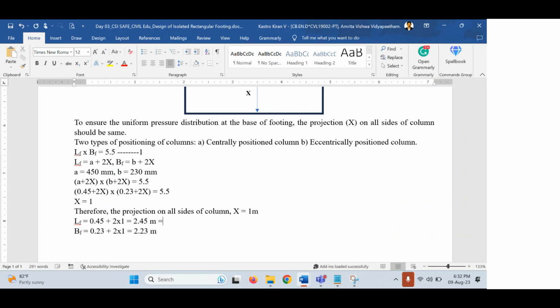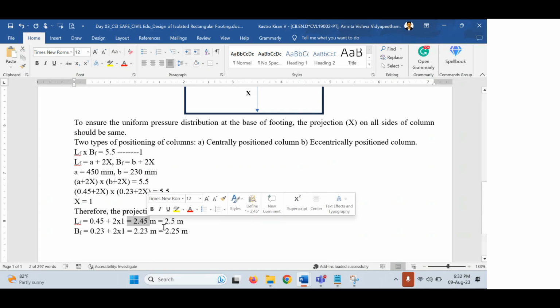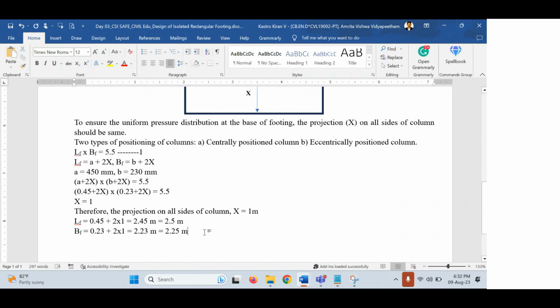So I'm considering 2.45 meters and rounding it off to 2.5 meters, and 2.23 meters I'm rounding off to 2.25 meters. You should not go much greater than the values you're getting here. Just stay around that value with the nearest possible approximation. This is how we can decide the length and width of the footing.